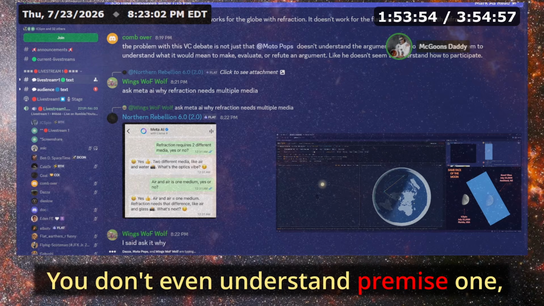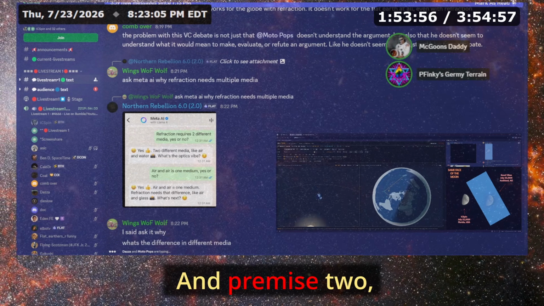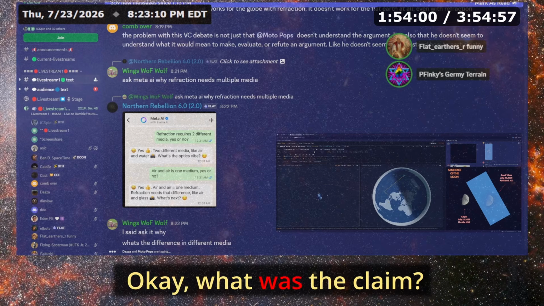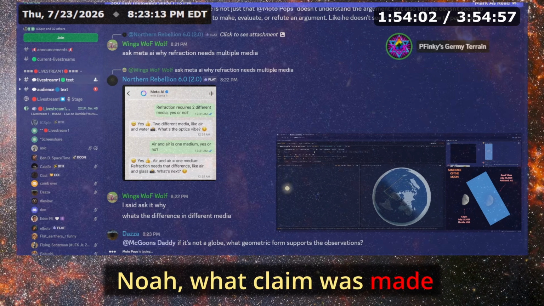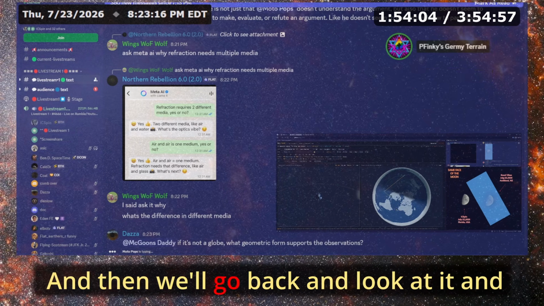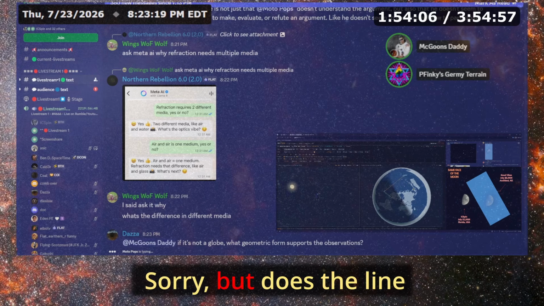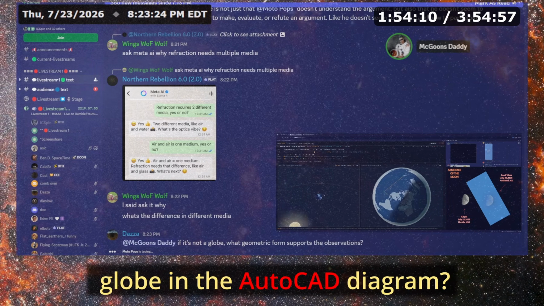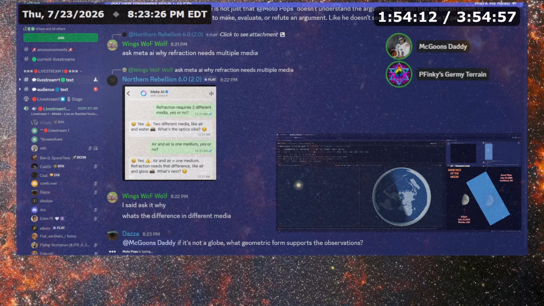You don't even understand premise 1, which is the observation. And premise 2, the mathematics shows that I'm right. Okay, what was the claim made? What claim was made when this topic came up? And then we'll go back and look at it and see if you're right. But does the line coming out of the plane touch the globe in the AutoCAD diagram? No, it doesn't.